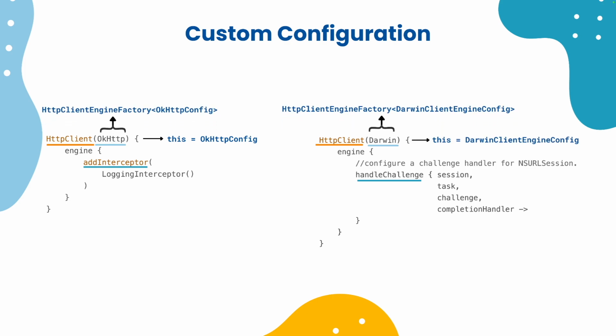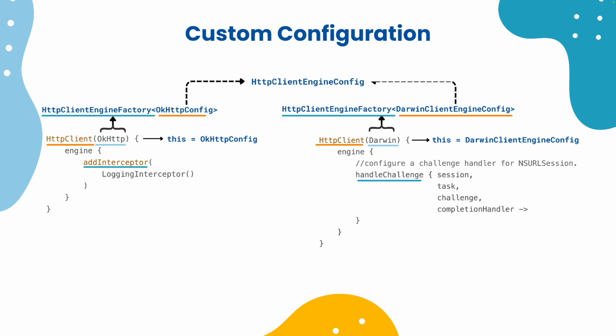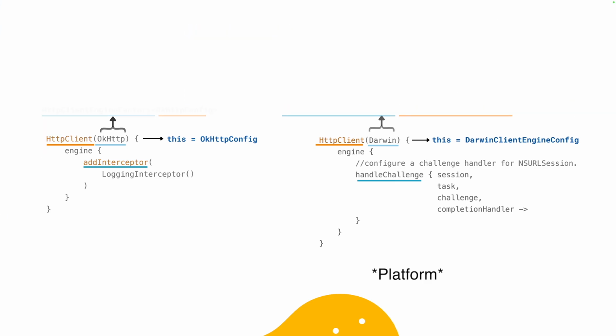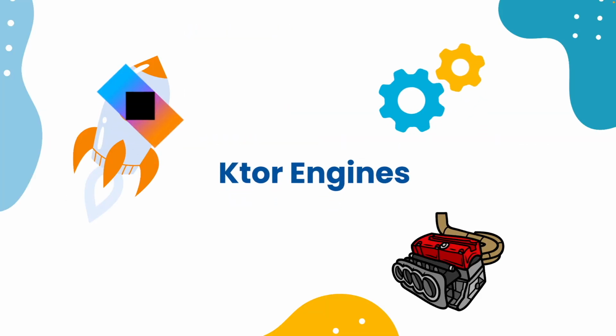OkHttp and Darwin objects are instances of HttpClientEngineFactory with the platform config as their generic type. And these platform configurations in turn extend the HttpClientEngineConfig class. This is a generic base class that these configurations implement. And this is how Ktor achieves flexibility and custom DSLs for each platform. That's pretty much it for the introduction to engines. Ktor provides a flexible way to implement the networking functionality for a specific platform or for all of them. In the next lessons, we'll make heavy use of Ktor engines and their configurations.